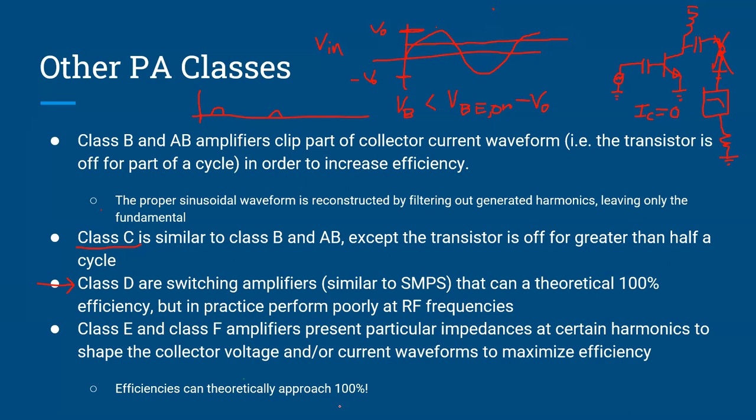So the way they work is that they're basically focused on this filter right here. What they do is that they terminate the harmonics of your fundamental frequency in a certain way in order to shape how the voltage waveform looks. And by shaping the voltage waveform appropriately, you can minimize how much power is being dissipated in the transistor itself. And therefore, all the power ends up going to the load instead of the transistor. And that's how they're able to approach 100% efficiency. It's kind of an interesting topic. I can talk about it later if you want.